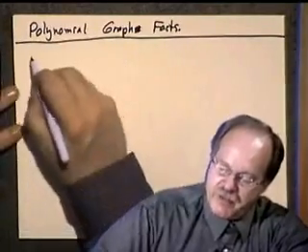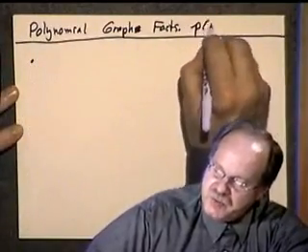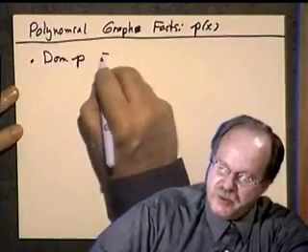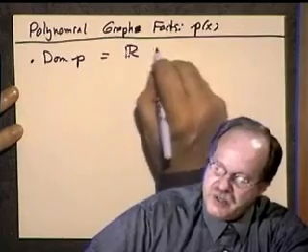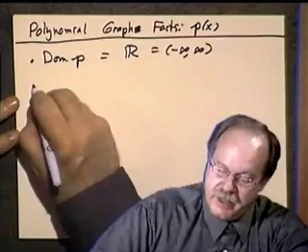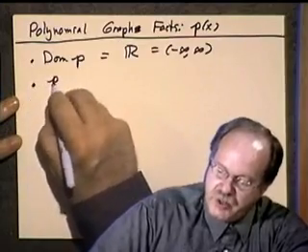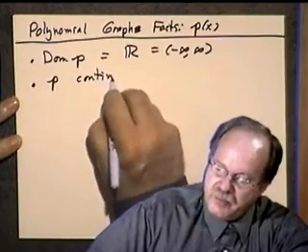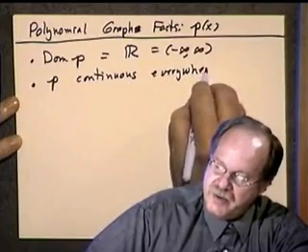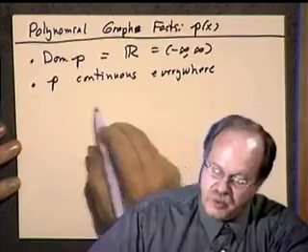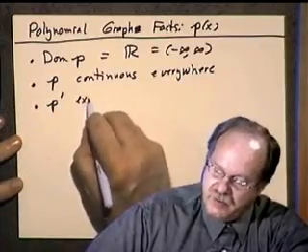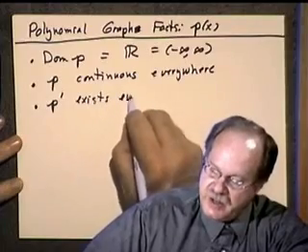So polynomial graph facts. The first one, and we'll suppose we have a polynomial p of x. The first is that the domain of the polynomial is all the real numbers. That is to say, everything. Polynomials are defined everywhere. Secondly, the polynomial p is not only defined everywhere, but it is continuous everywhere. So there are never any breaks in any polynomial whatsoever. Thirdly, the derivative of this polynomial exists everywhere.